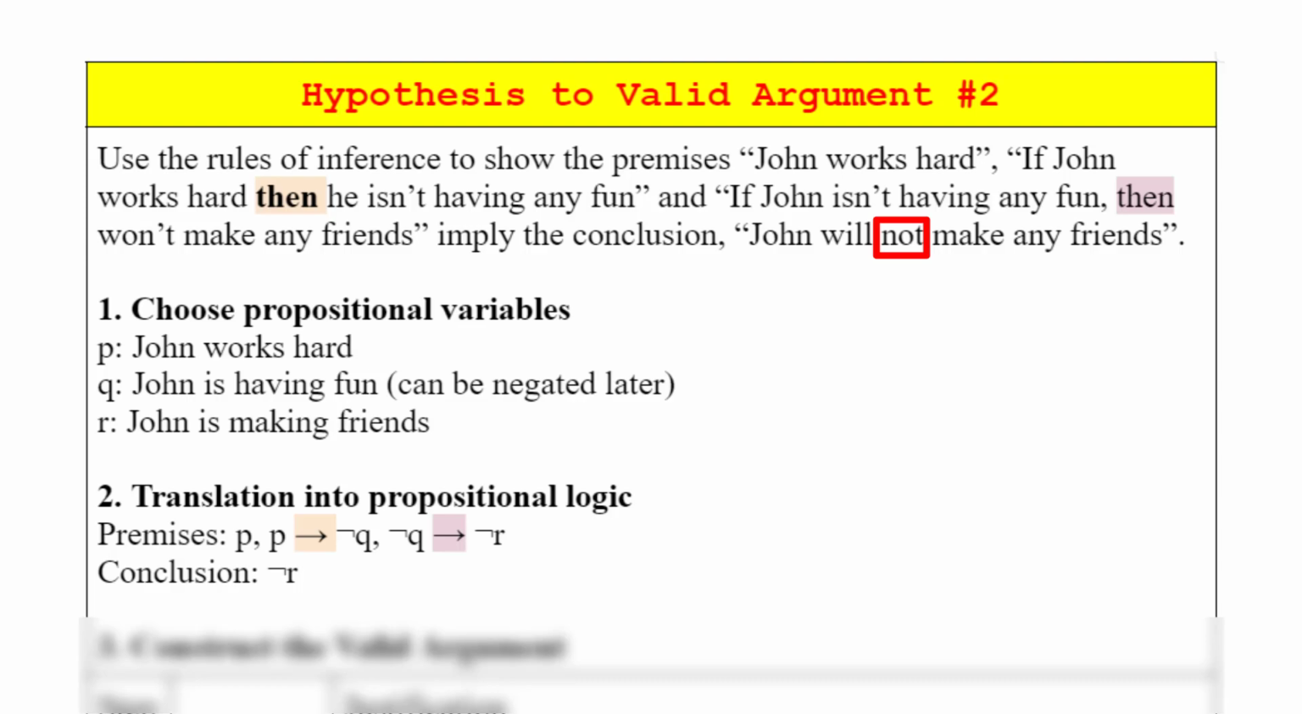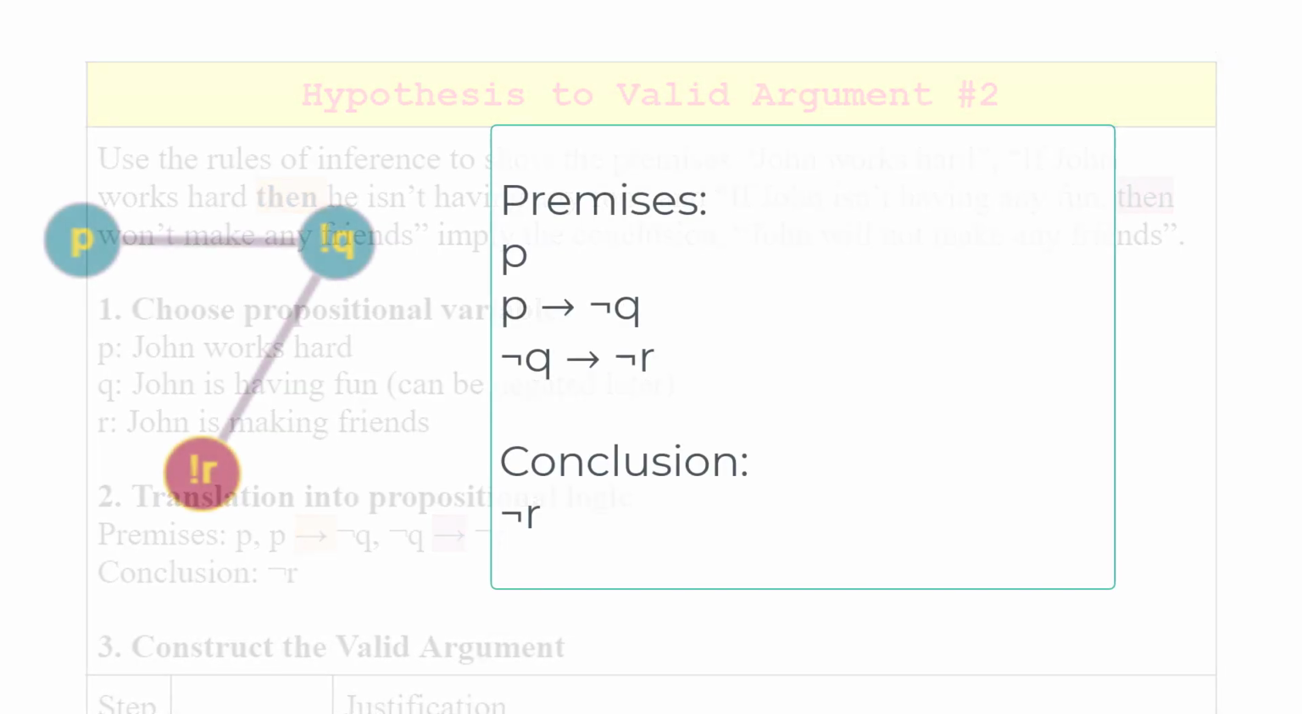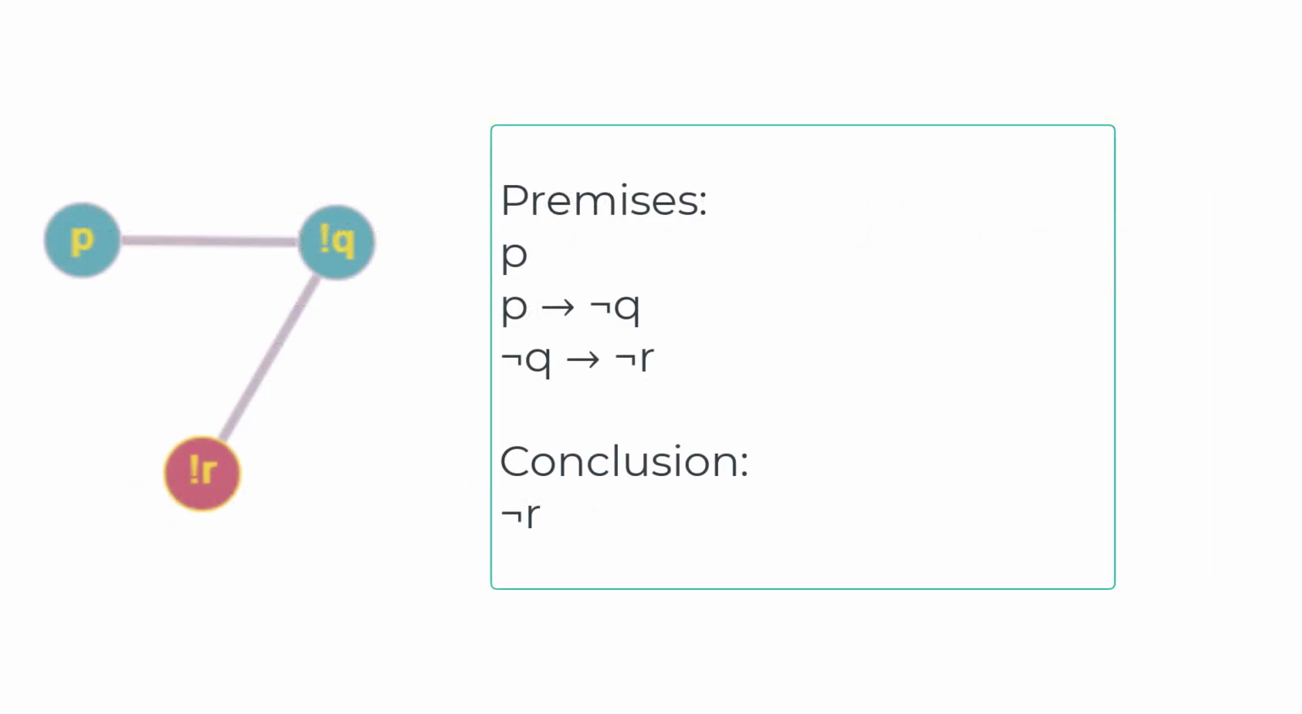So again, our R was John making friends, but it really implies the conclusion in the overall wording of our problem, John will not make any friends. Compared to my other mappings, this is easy. Everything's connected, so this really should be a very short setup, going from P straight to our negated R.